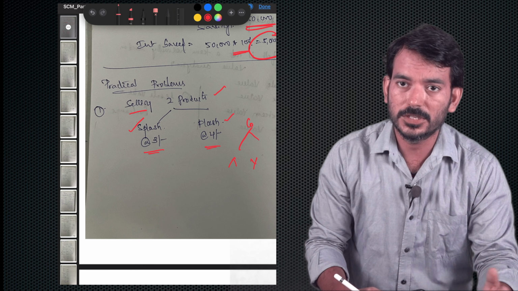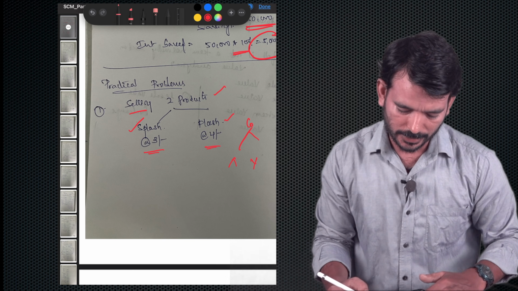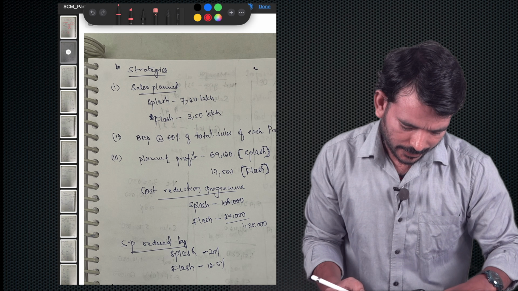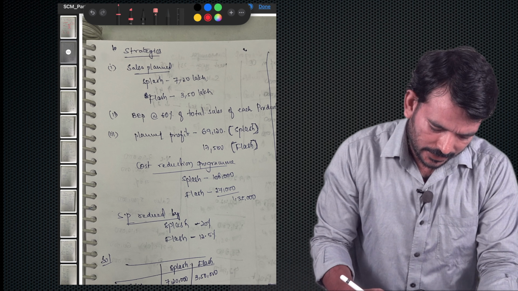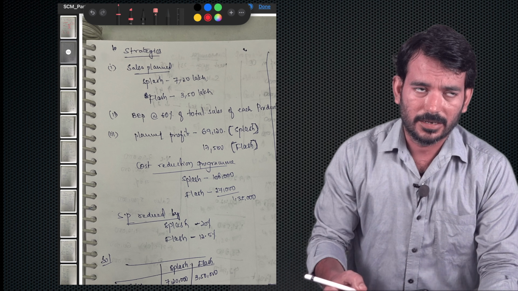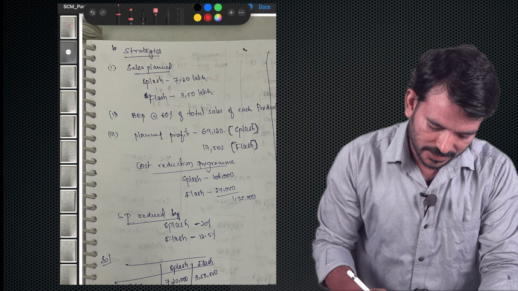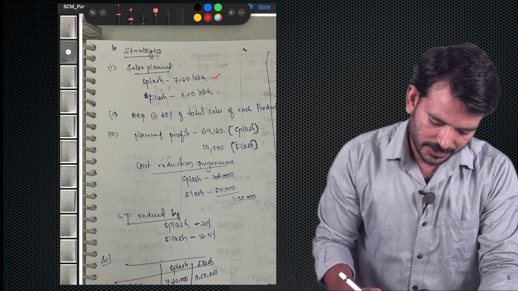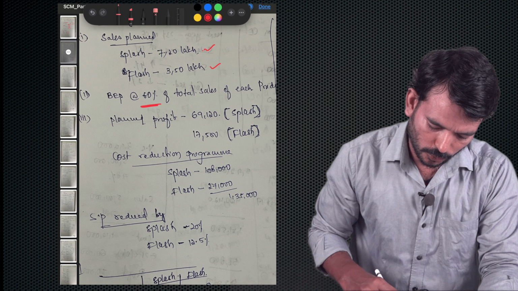So there is a company who is selling 2 products. One is Splash, another is Flash, at 3 rupees and 4 rupees respectively. So they're having a strategy. They are projecting their next year sales to be Splash 7.2 lakh, Flash 3.5 lakh, and the break even point is 60% of the total sales of each product.